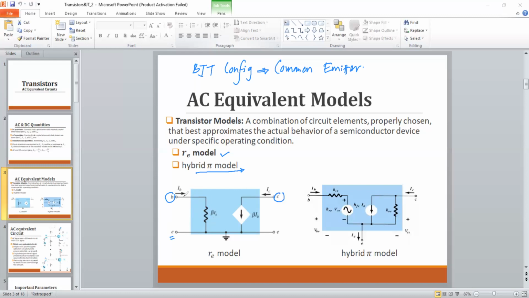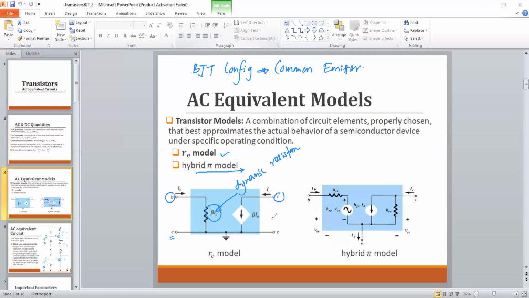These are the currents. This is iB, the base current, and this is iC. Whatever current flows to the ground, the current through the emitter, is simply the sum of iB and iC. Here we have a resistor. Beta is the DC gain, and re is a dynamic resistance. We'll see what this dynamic resistance is.